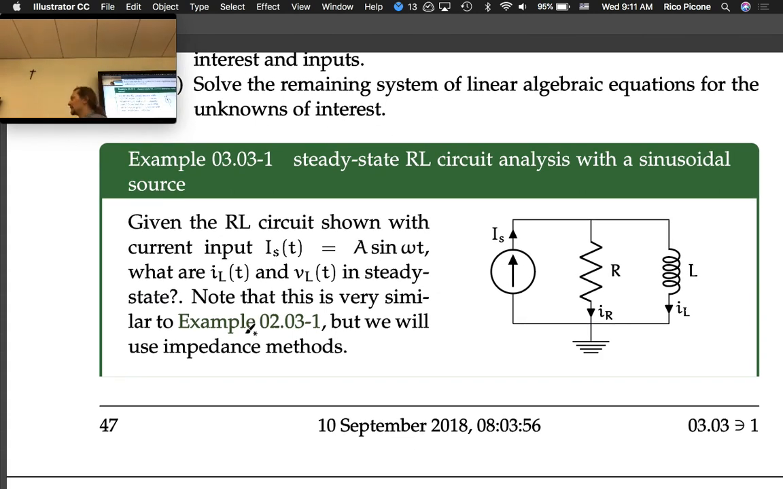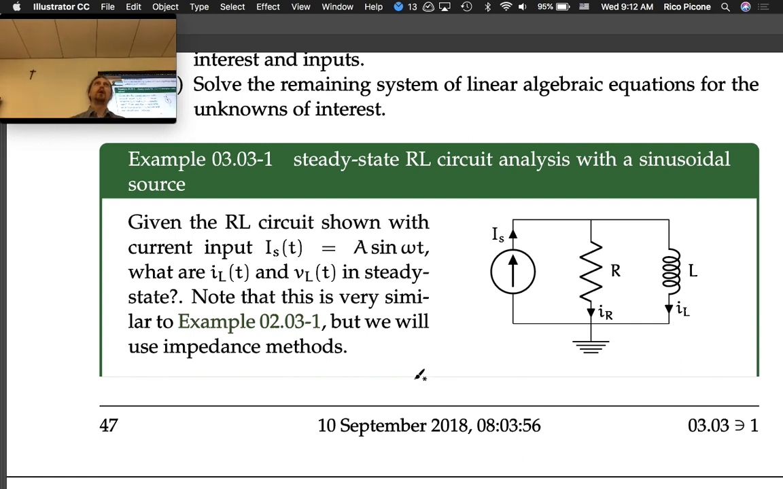Okay, so let's do an example. Steady state RL circuit analysis with a sinusoidal source. This is the same example that we did in Chapter 2, but we're not going to find the transient response. We don't care about that. So it's a sinusoidal input. Like before, we had a sinusoidal current source input, and we have a resistor and an inductor in parallel, and we only care about steady state. So what are IL and VL in steady state?